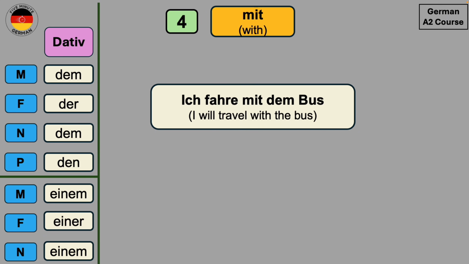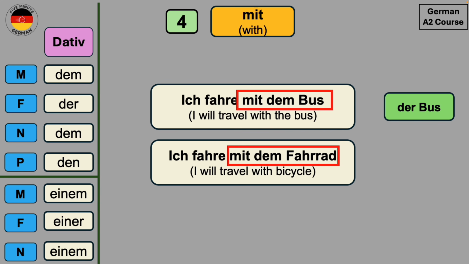So a common example with mit is whenever you are traveling with a transport. So for example, when you are traveling with a bus, then you can say ich fahre mit dem Bus. I will travel with the bus. And bus is der Bus. That's why we use the masculine article in dative, which is dem. If you are traveling with a bicycle, then you will say ich fahre mit dem Fahrrad. I will travel with bicycle. And bicycle is das Fahrrad, which also has the same article, which is dem in dative. So that's why we use mit dem Fahrrad.